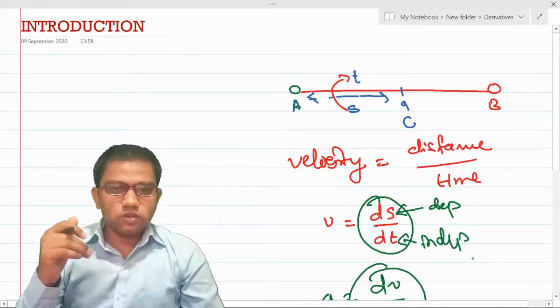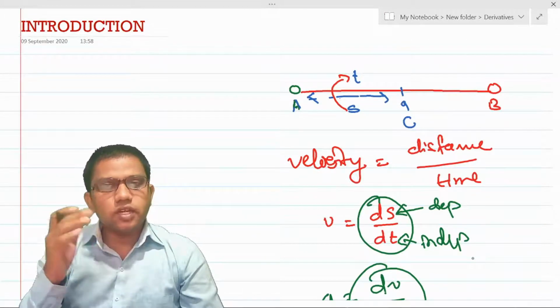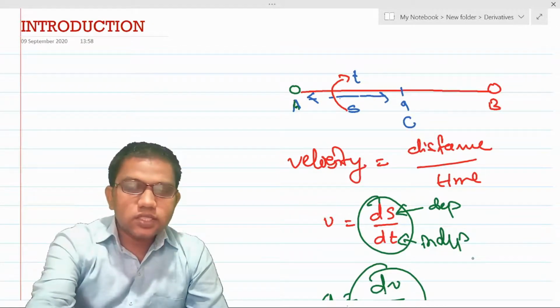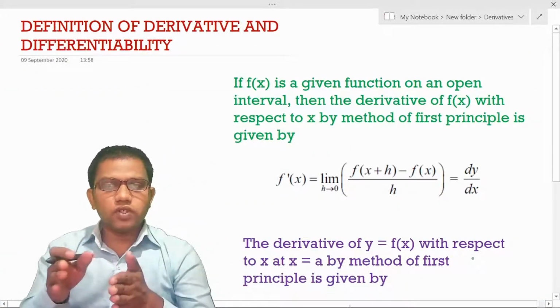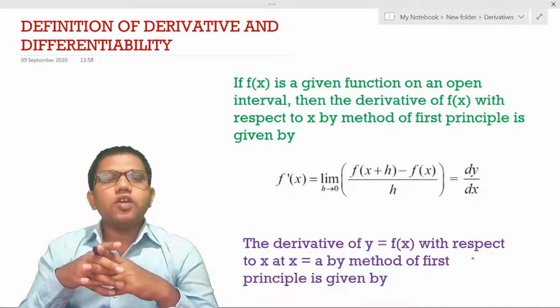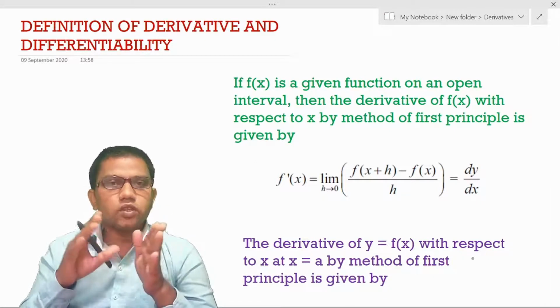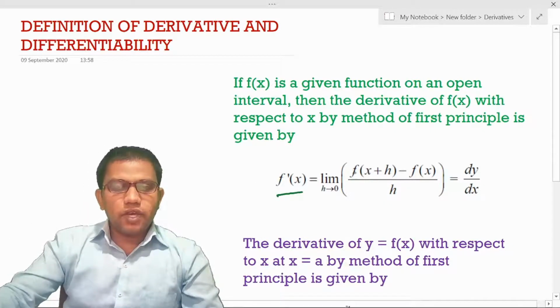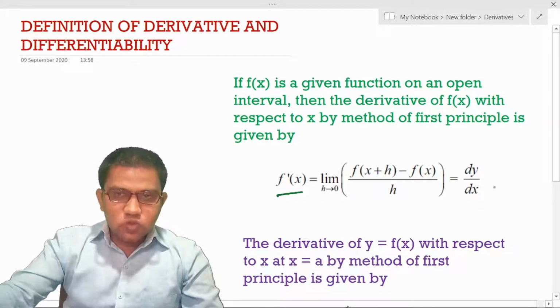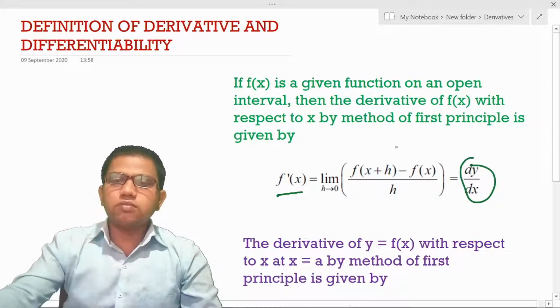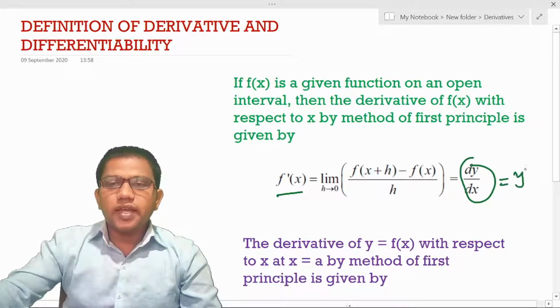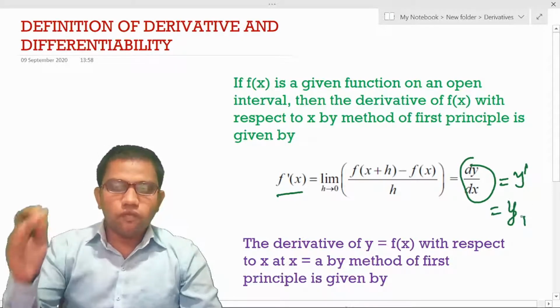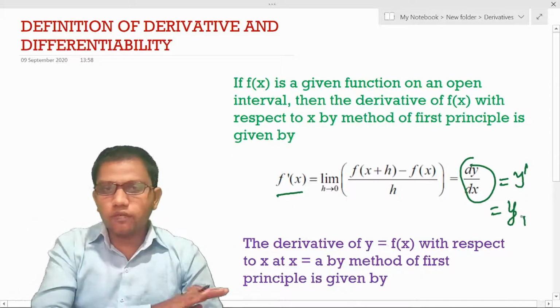Now we are going to see the definition of derivative. Let us see the definition of derivative. If f(x) is a given function on an open interval, then the derivative of f(x) with respect to x by the method of first principle is given by f dash of x equals the limit of f(x plus h) minus f(x) upon h as h tends to 0, and this is also called dy by dx. f dash of x is nothing but dy by dx, or it is also called y dash, or in some books you will find y1. The meaning of y dash, y1, dy by dx, f dash of x is the same.